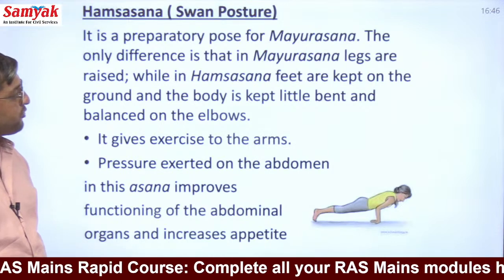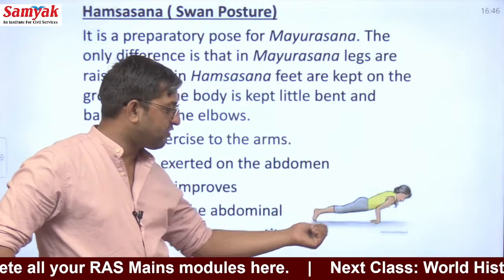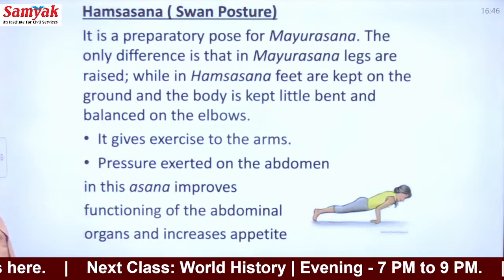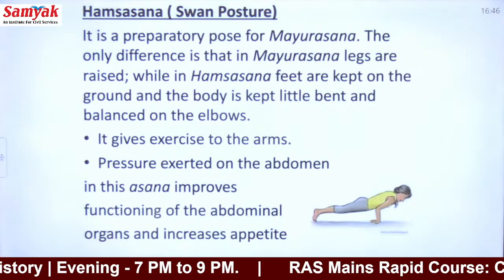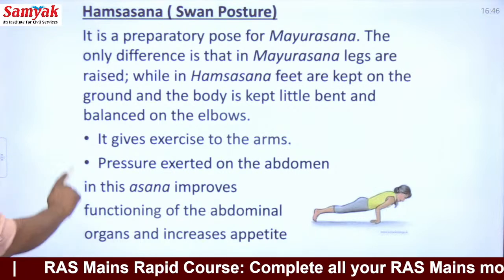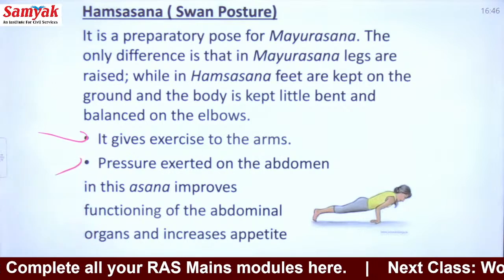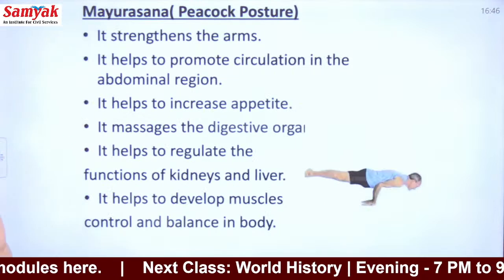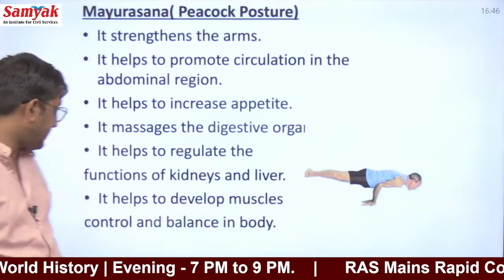It is a preparatory pose for the Murasana. The only difference is that in Murasana the legs are raised, while in Hansasana the feet are kept on the ground, and the body is kept a little bent and balanced on the elbows. It gives exercise to the arms. The pressure exerted on the abdomen in this asana improves the functioning of the abdominal organs and increases appetite. We have the Murasana, in which you have raised your feet also, instead of Hansasana.